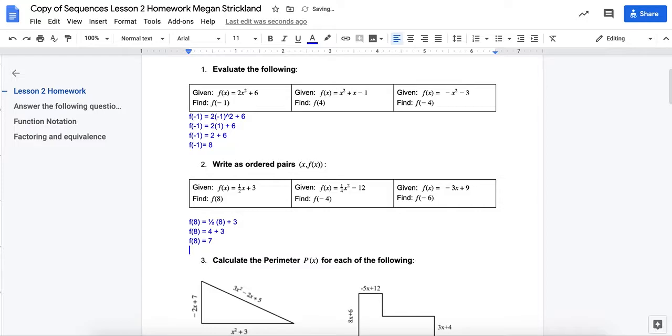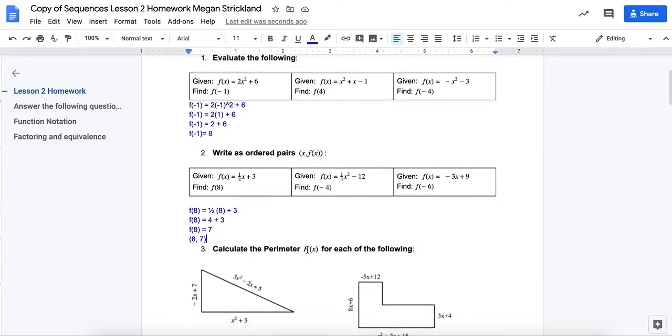So instead of leaving it as f of 8 equals 7, what I need to do is write it as an ordered pair point. So 8, 7. And that would be my final answer. So it's very, very similar to number 1, except now you're going one step further and rewriting it as 8, 7.